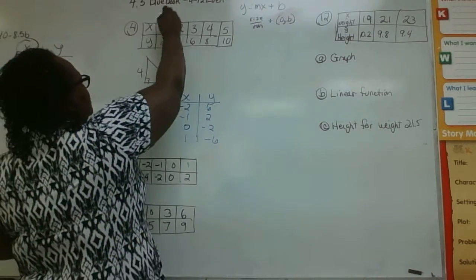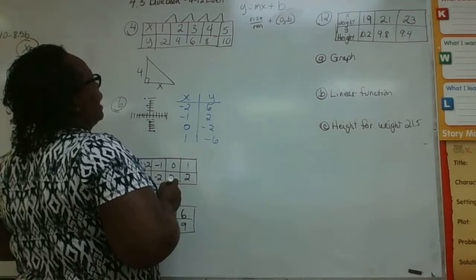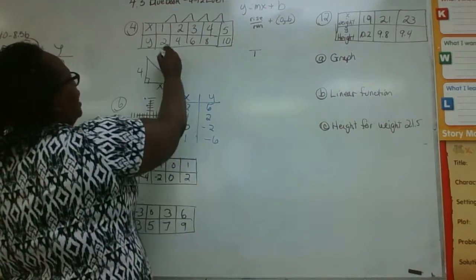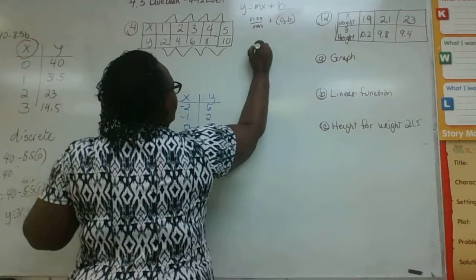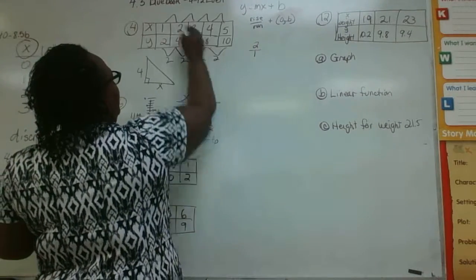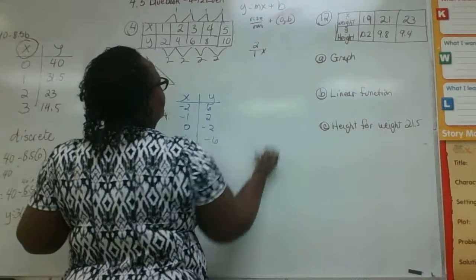So when we look at the difference, our x increases by 1. So that's our run. When we look at our rise, y increases by 2. So our rise is increasing by 2. Our run is increasing by 1, okay? So we have our slope.